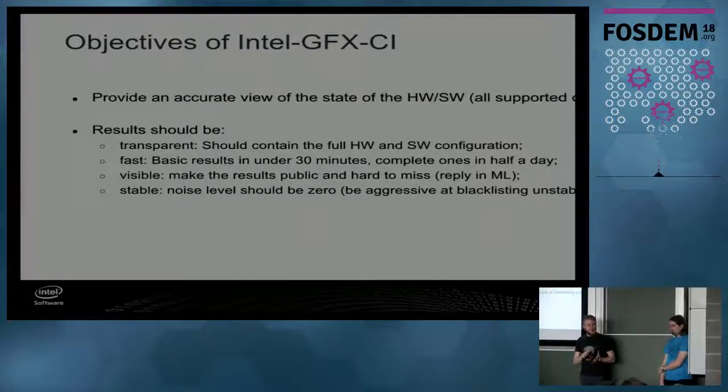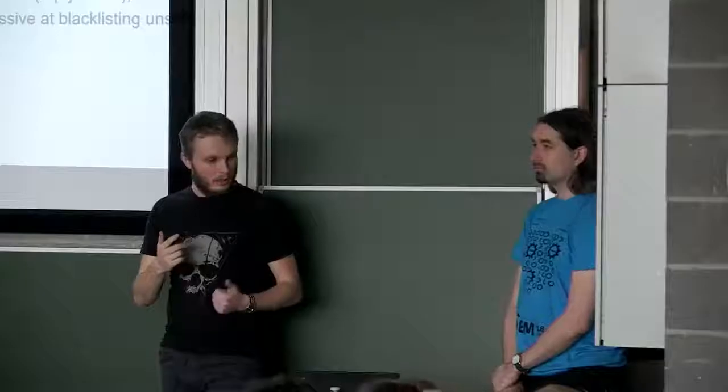Also, if the series fails to build, that's even faster, because when we fail to build or fail to boot, it's much faster to send that feedback. And the result should be stable. So we are blacklisting all the tests that we don't trust yet, and we try to work on making them more stable and exploring whether there are actually issues in the kernel driver or in the tests.